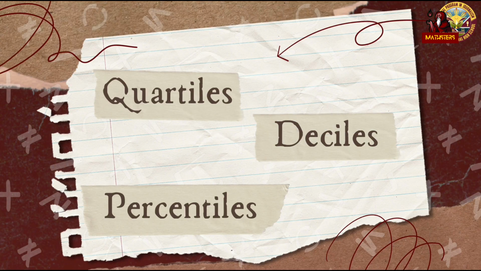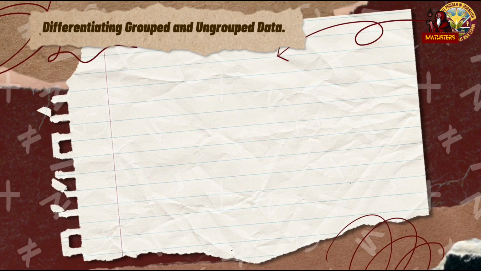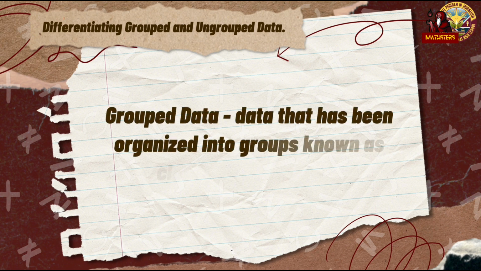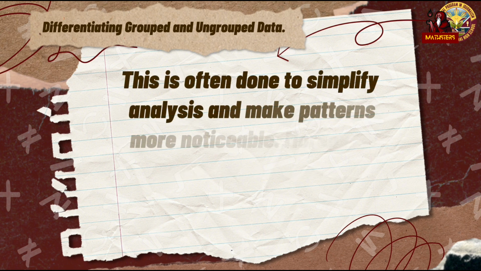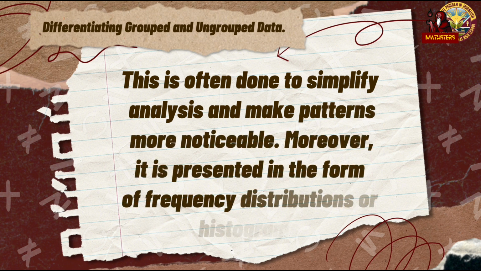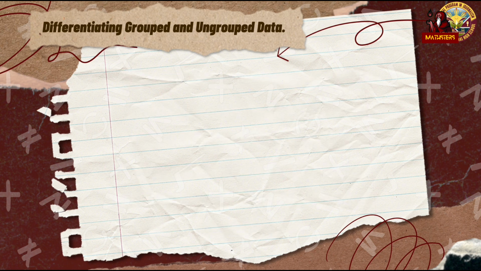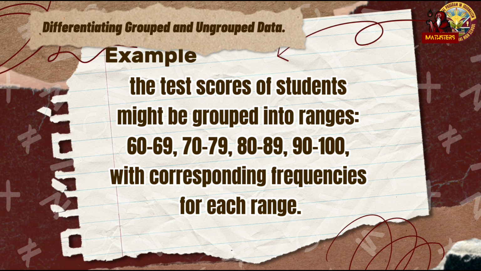Previously, we have discussed group data and how to solve for quartiles, deciles, and percentiles. To differentiate it from our current lesson, we define group data as data that has been organized into groups known as classes or categories. This is often done to simplify analysis and make patterns more noticeable. Moreover, it is presented in the form of frequency distributions or histograms. For example, the test scores of students might be grouped into ranges: 60 to 69, 70 to 79, 80 to 89, 90 to 100, with corresponding frequencies for each range.